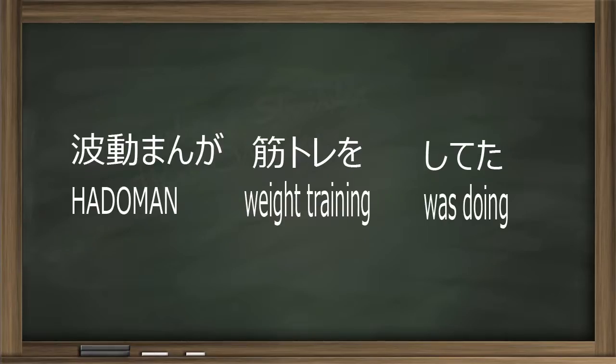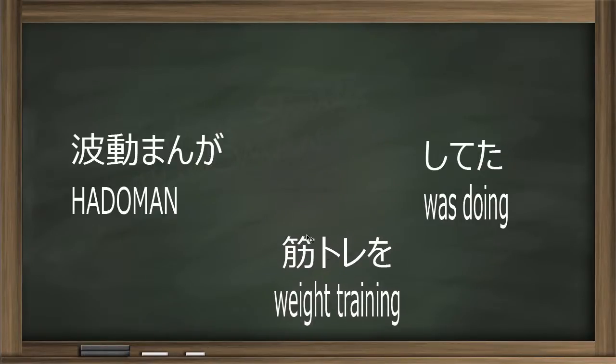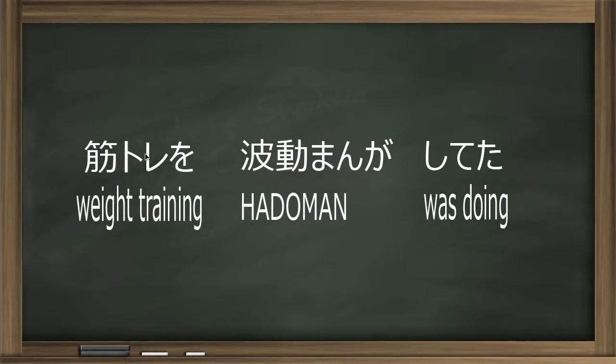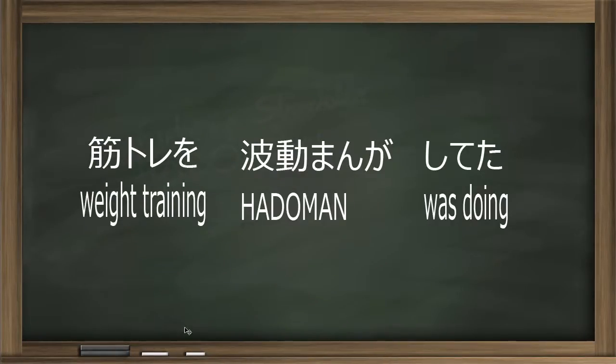Okay, look at this sentence. This is how words are typically arranged in Japanese. Haruman was doing weight training. However, okay, you can do this. This is pretty common, and it's correct, of course.